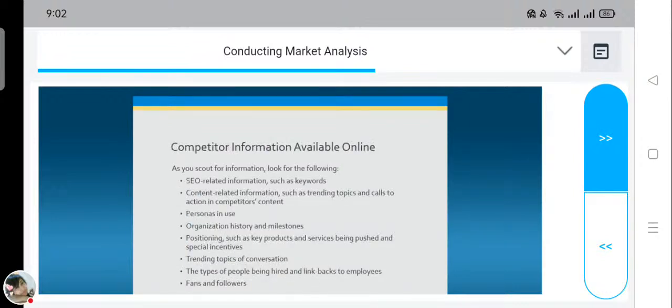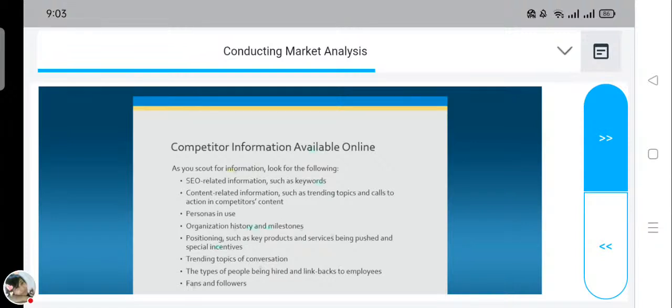Now, what are you looking for? You're looking for any information that is going to help you beat out that competitor in the world of social media. What keywords are they emphasizing when they market? What kind of content trends with them? Did something that they post take off? Did they post a video that became viral? What kind of personas do they use? Do they do everything in a first-person kind of way, very casual, or do they take a very corporate, formal approach to this market? How are they positioning their own products?